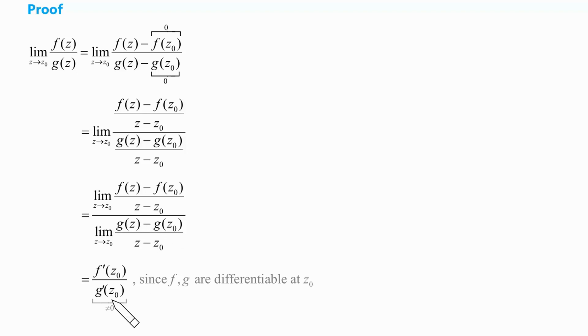And furthermore, this is not 0, which justifies breaking the limit of the quotient into the quotient of the limits. So yeah, it's equal to this because, as I wrote, f and g are differentiable, and this is not 0. And this is exactly what we had to prove, so we are done.